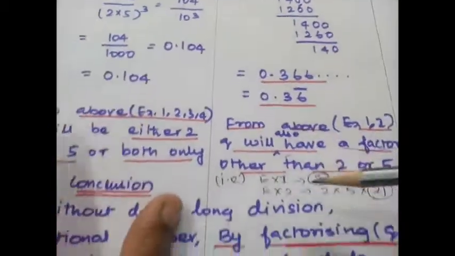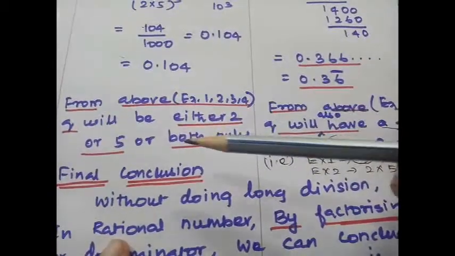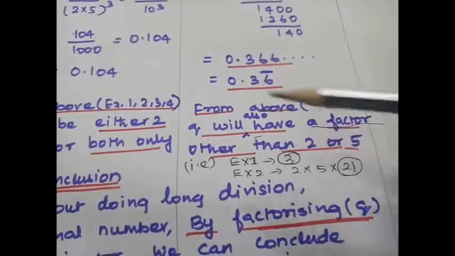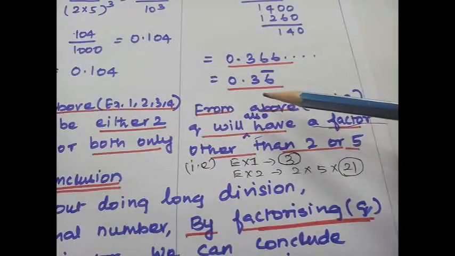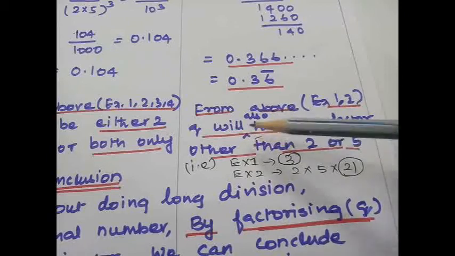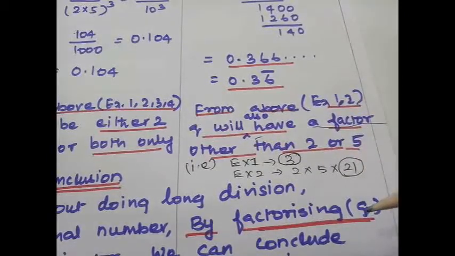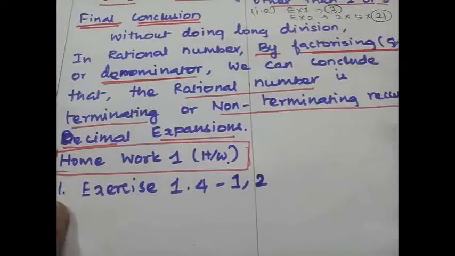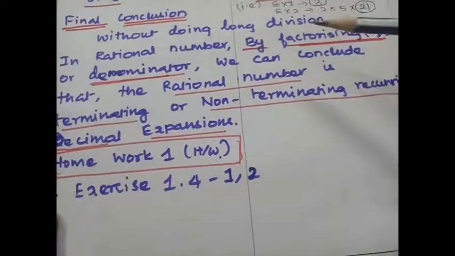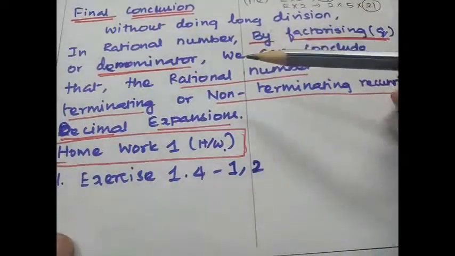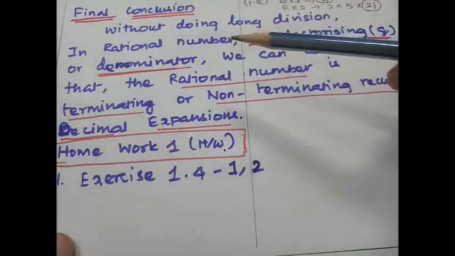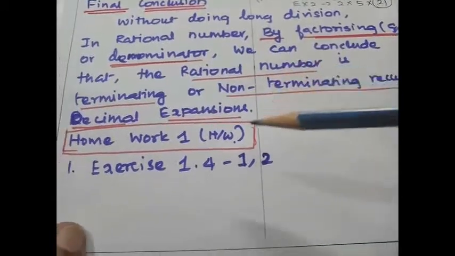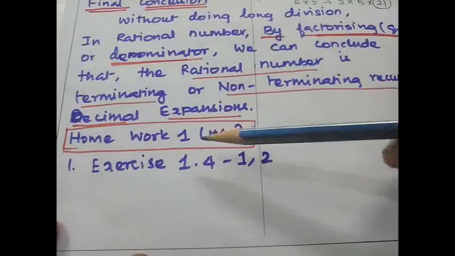So from this, if it is a terminating decimal expansion, your q value is either 2 or 5 or both. But if it is a non-terminating recurring decimal expansion, your q value has a factor other than 2 or 5. So the final conclusion is that, without long division, by factorizing the q value, that is the denominator, we can conclude whether the rational number has a terminating or non-terminating decimal expansion.